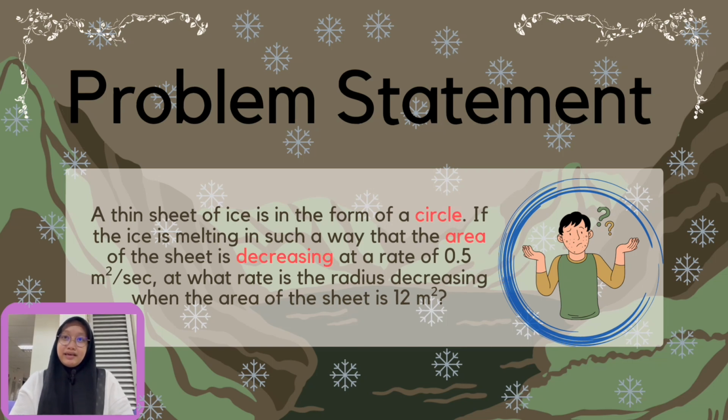As highlighted here, the keywords are circle, area, and decreasing. Circle means that it uses pi r square for its area, and decreasing means the sheet is getting smaller. Hence, the answer will be negative.